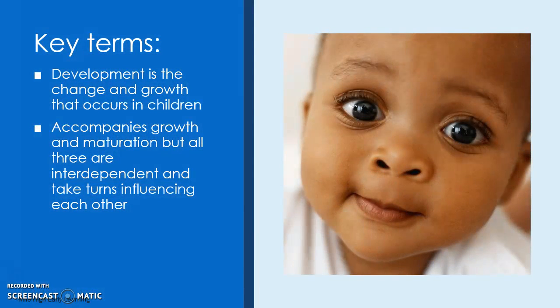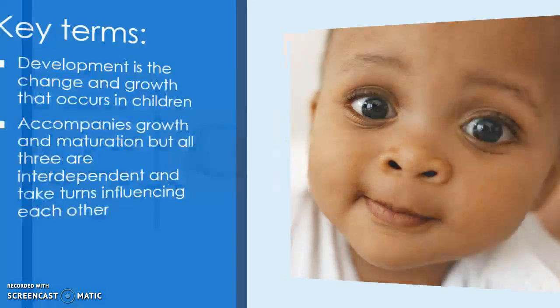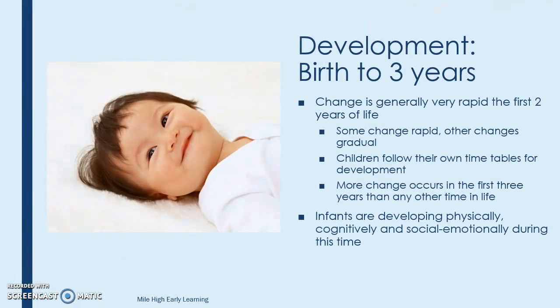We talked about development last week, but that is a key term that also needs to be defined, and that's the change in growth that occurs in children. So development actually accompanies growth and maturation. All three are interdependent, and all three take turns influencing each other. So we're going to look at development in growth and maturation in terms of physical development, and we are going to start with a broad overview, and then we're going to move into infancy, and then toddlers, and then preschool.